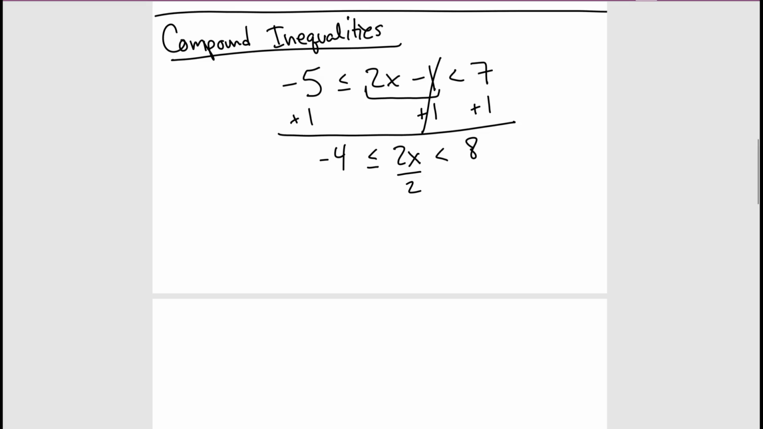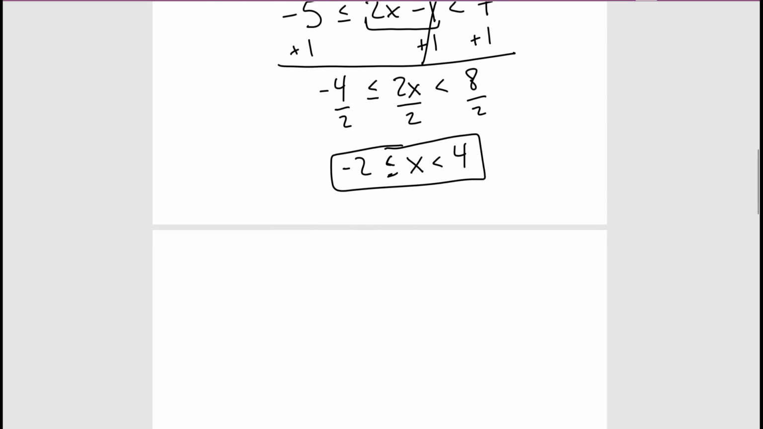I'm going to divide by the 2 to both sides. Divide by 2. X is between -2 and 4. This is my solution. So what you end up getting is that x is between two different numbers. If I were to look at a number line, x is between -2 and +4. -2 is included, so I'm going to write a closed circle. 4 is not included, so it's going to be an open circle, and it's going to be everything in between.